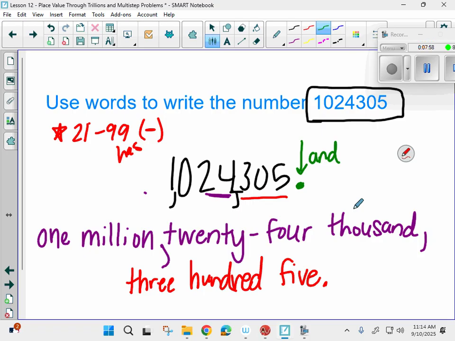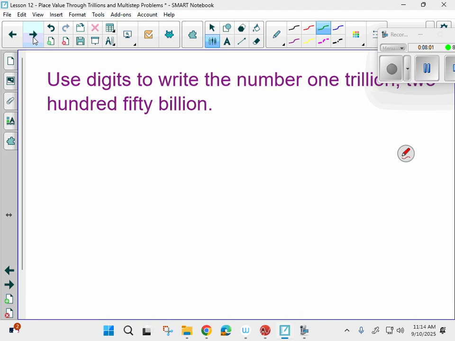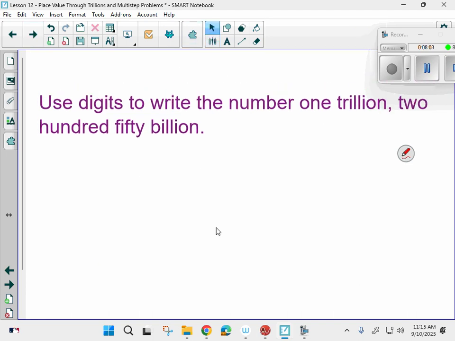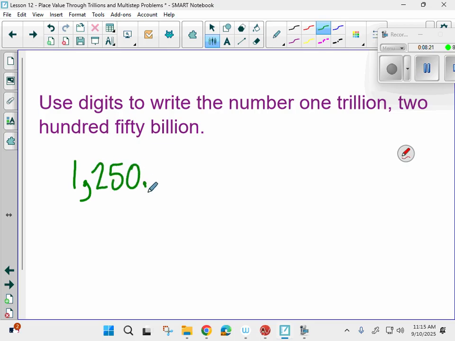Okay, let's try this one. Use digits to write this number. 1,250,000,000,000. So I've got 1 trillion. That's in the trillions place. And then I've got 250, and this is in the billions place. So really the question is, how many zeros do I need to have, right? I need to fill in the millions, the thousands, and the ones, and then I'm done, okay? That's a very big number, 1,250,000,000,000.